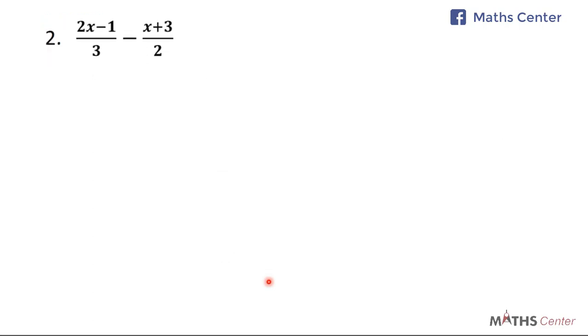Let's look at the second one. We have 2x minus 1 all over 3 minus x plus 3 all over 2. So once again, you look for the LCM of the denominators.